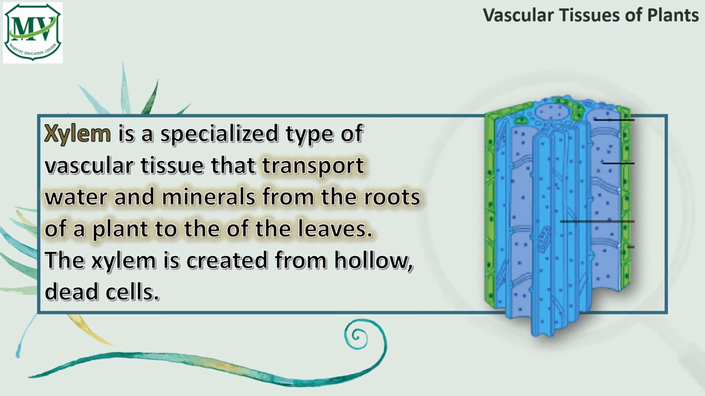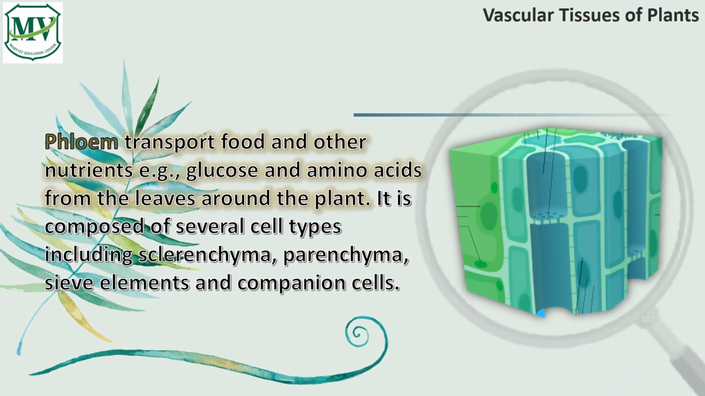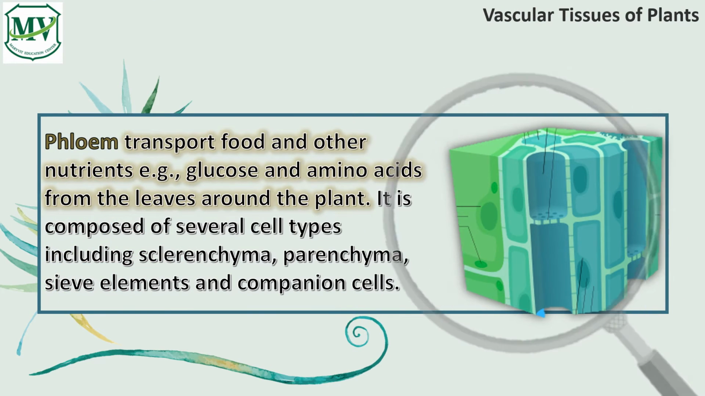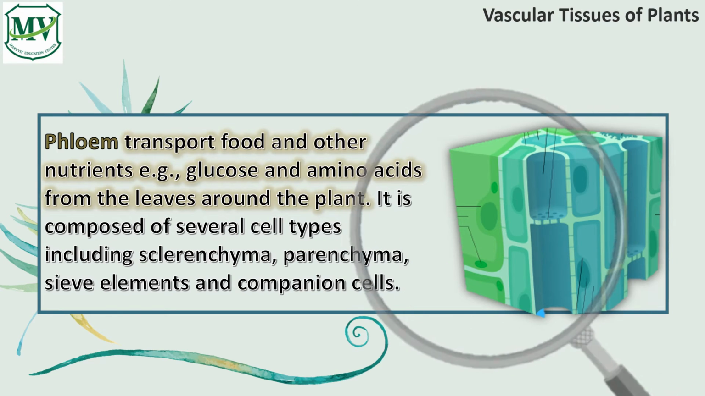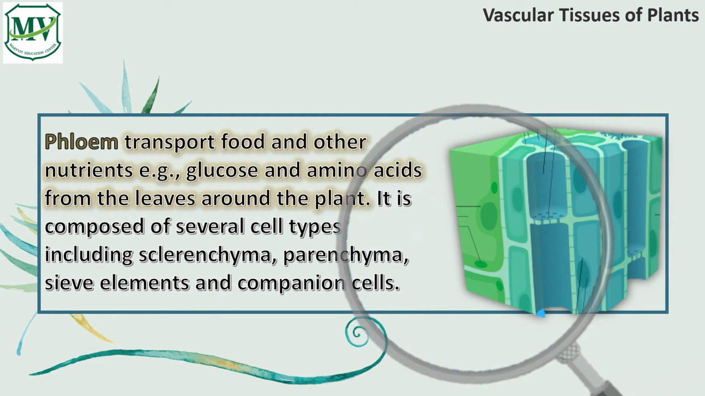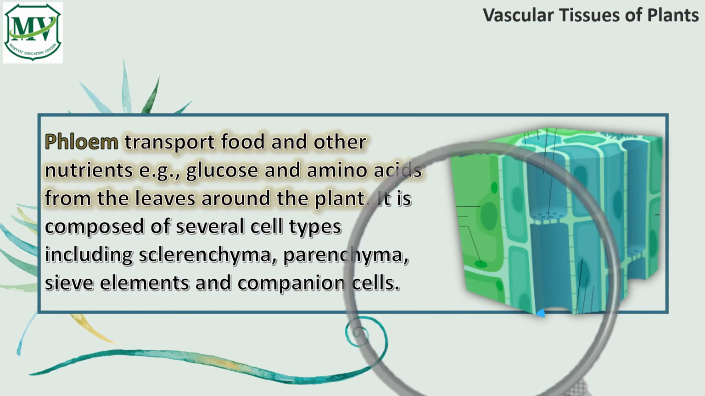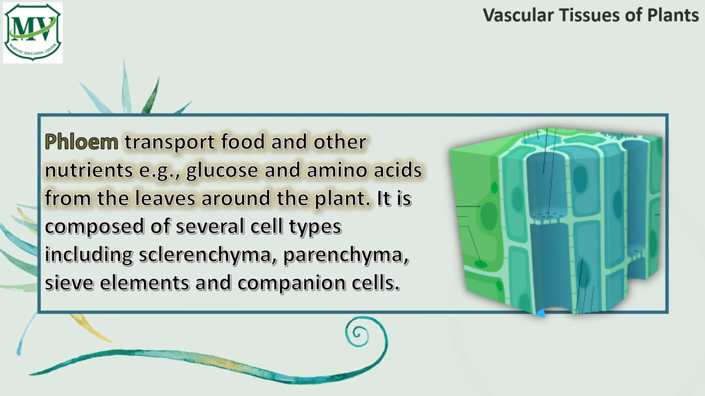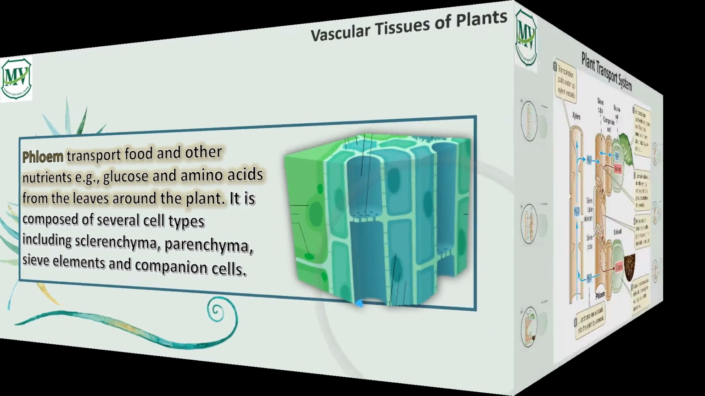How about phloem? Phloem is another type of vascular tissue that performs the transport of food and other nutrients, such as glucose and amino acids, from the leaves around the plant. Phloem is composed of several cell types, such as sclerenchyma, parenchyma, sieve elements, and companion cells.